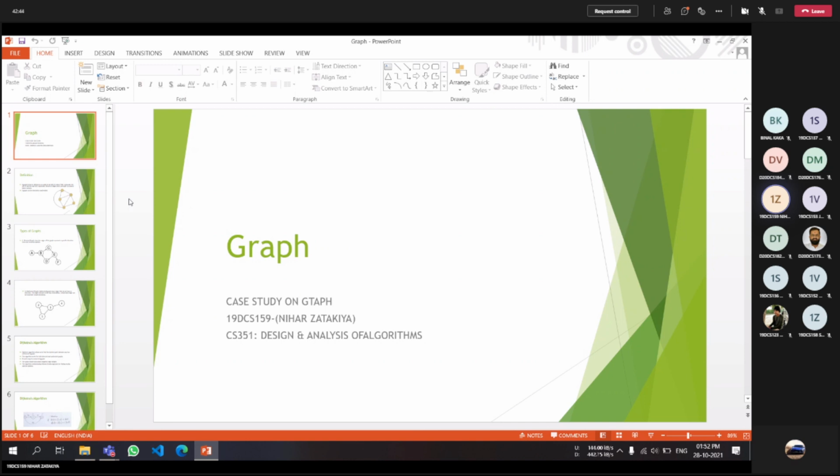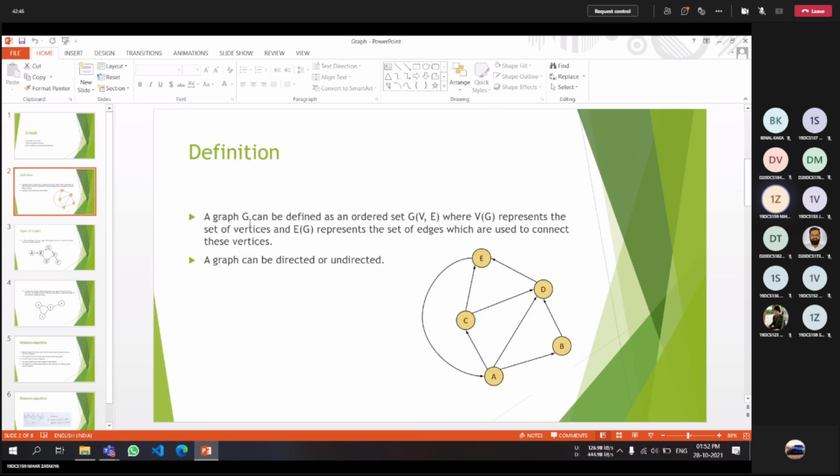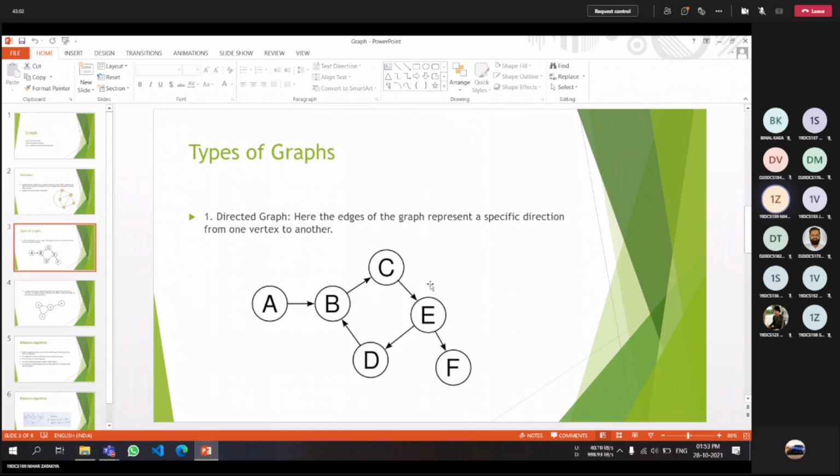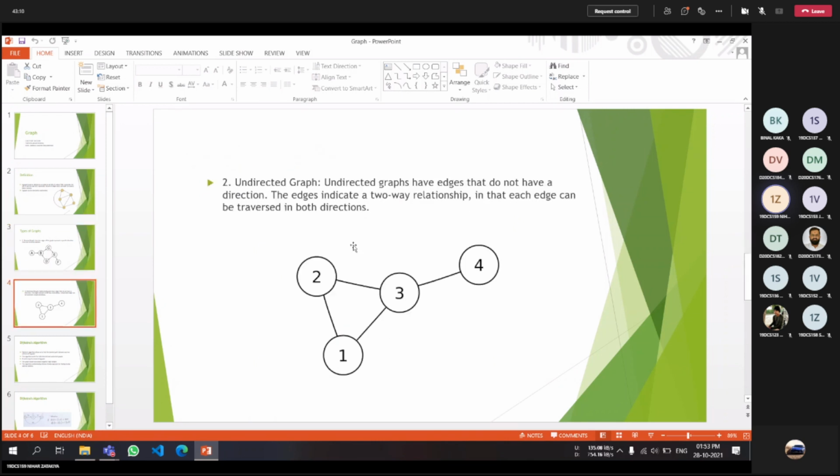I'm 19 DCS 159. My topic is a case study on graph. So basically, the definition of a graph is that a graph G can be defined as an ordered set G of V, E, where V represents the vertices and E represents the edges. There are two types of graph, directed graph and undirected graph. In a directed graph, the edges represent a specific direction from one vertex to another, and in an undirected graph, edges do not have a direction. The edges indicate a two-way relationship in that each edge can be traversed in both directions.